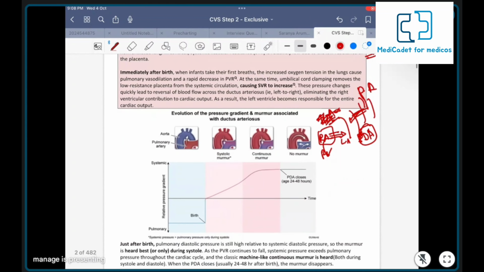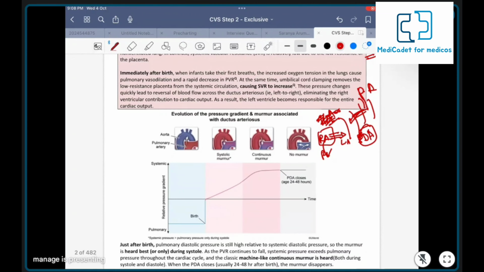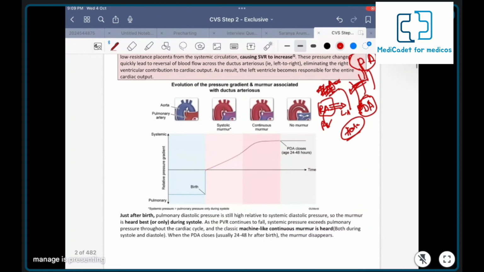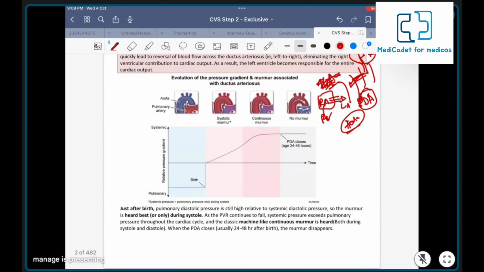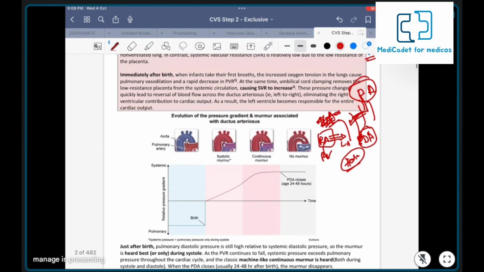So what you have to remember is what happens in the fetus: from where to where the blood is passing, from the pulmonary artery to the aorta, in a normal fetus. But what happens after the baby is born? In the fetus, the pulmonary artery has higher pressure compared to the aorta, because the aorta is connected to the placenta. So it's a low pressure site in the case of a fetus.